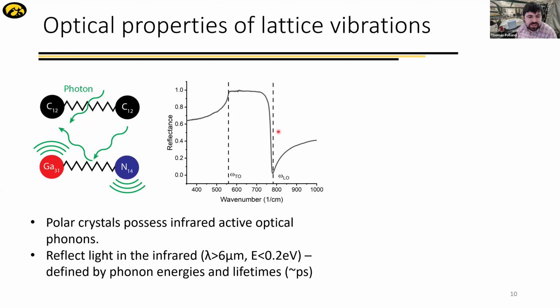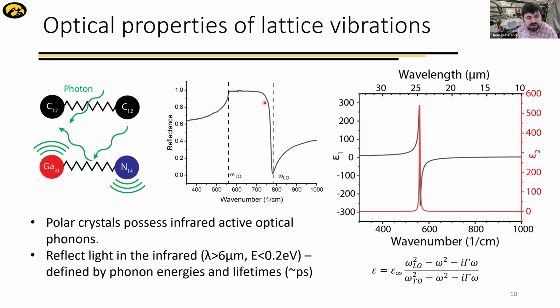This gives rise to a very reflective region in the mid-infrared, known as a Reststrahlen band, where light strongly couples to the lattice. A fun fact: these were first observed by astronomers doing spectroscopy of meteorites. From this spectral shape in our reflection spectrum, we can attribute it to a dielectric function with a specific functional form that relates to the transverse optical and longitudinal optical phonon energies, plus their associated damping.